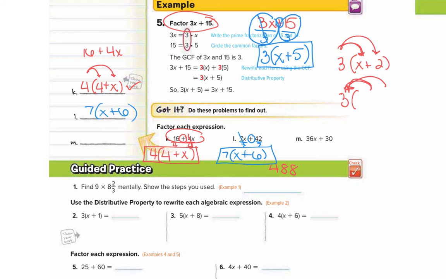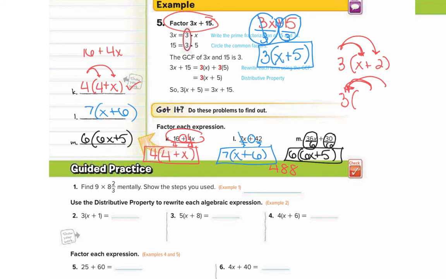Okay, the next one, 36 and 30. The biggest number that goes into both of these would be 6. So I'm going to divide out a 6. I'm going to put it outside the parentheses. So we're going to divide by 6, divide by 6. 36x divided by 6. Now 36 divided by 6 is 6. So we have 6 and we have the x. Those don't completely cancel out. Plus 30 divided by 6 is 5. Close parentheses. So our answer here is 6 times 6x plus 5.